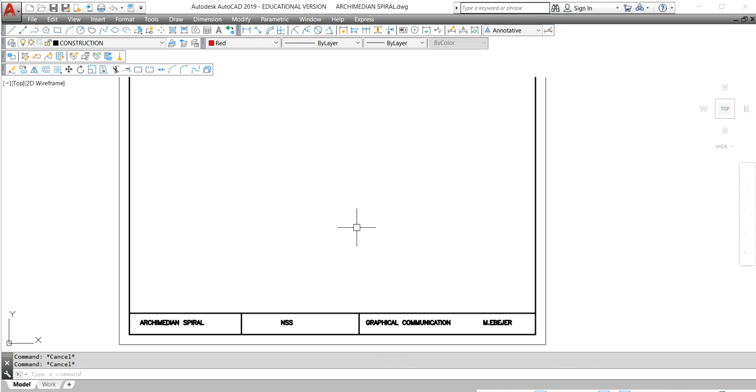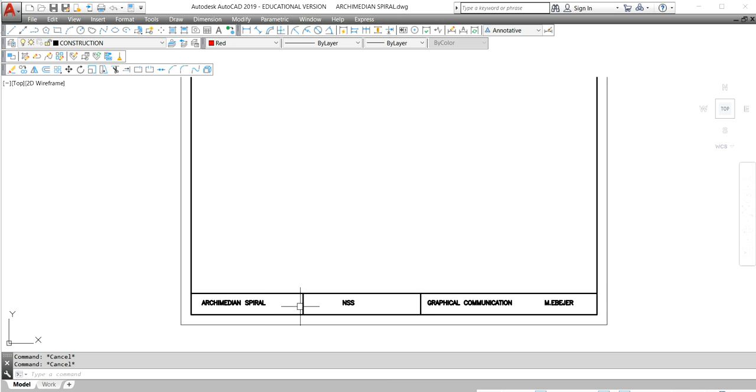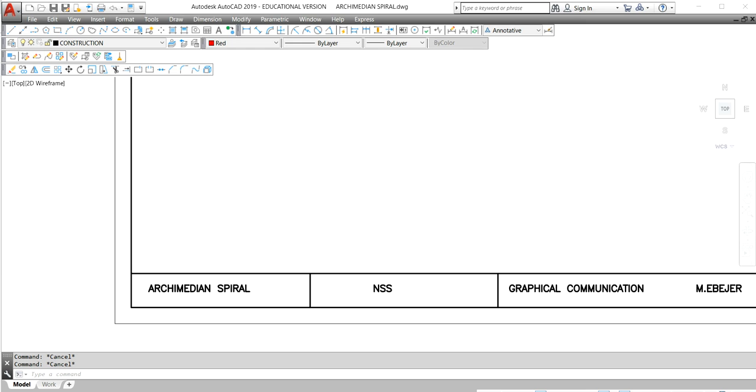So please prepare a fresh paper, do a border, and write in the title block Archimedean spiral. Okay, so basically, what's this about? The Archimedean spiral is the study of a moving point. The moving point is traveling in a straight line, what we call the linear velocity, while it is rotating with the same speed, which is called angular velocity, and that would create what we call the Archimedean spiral.